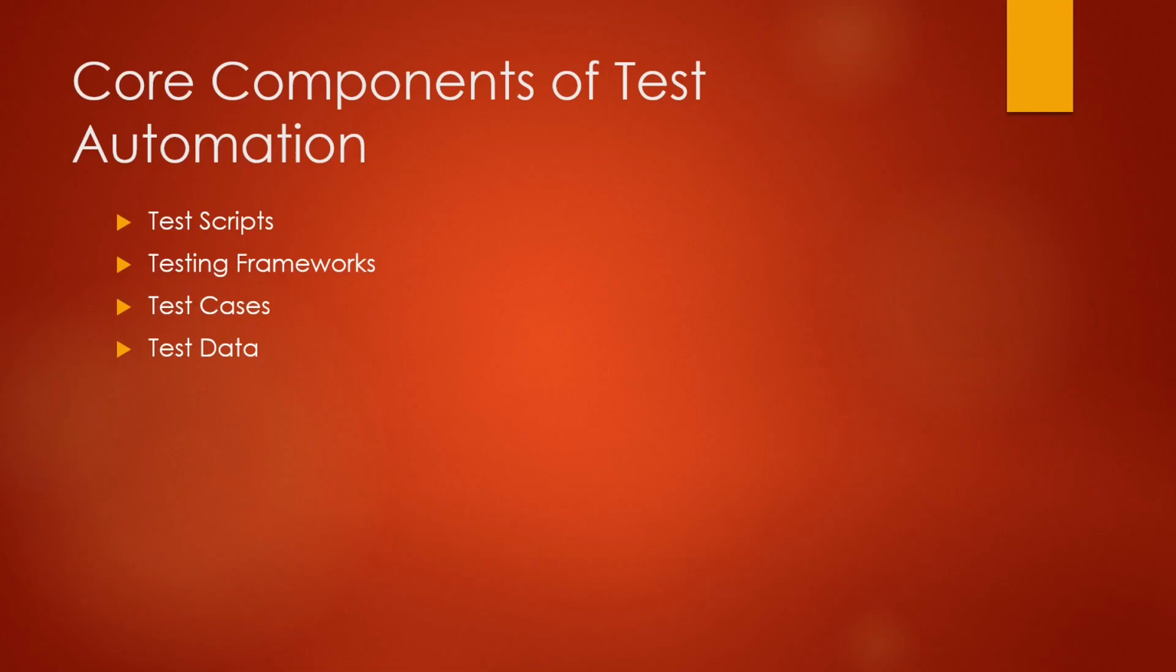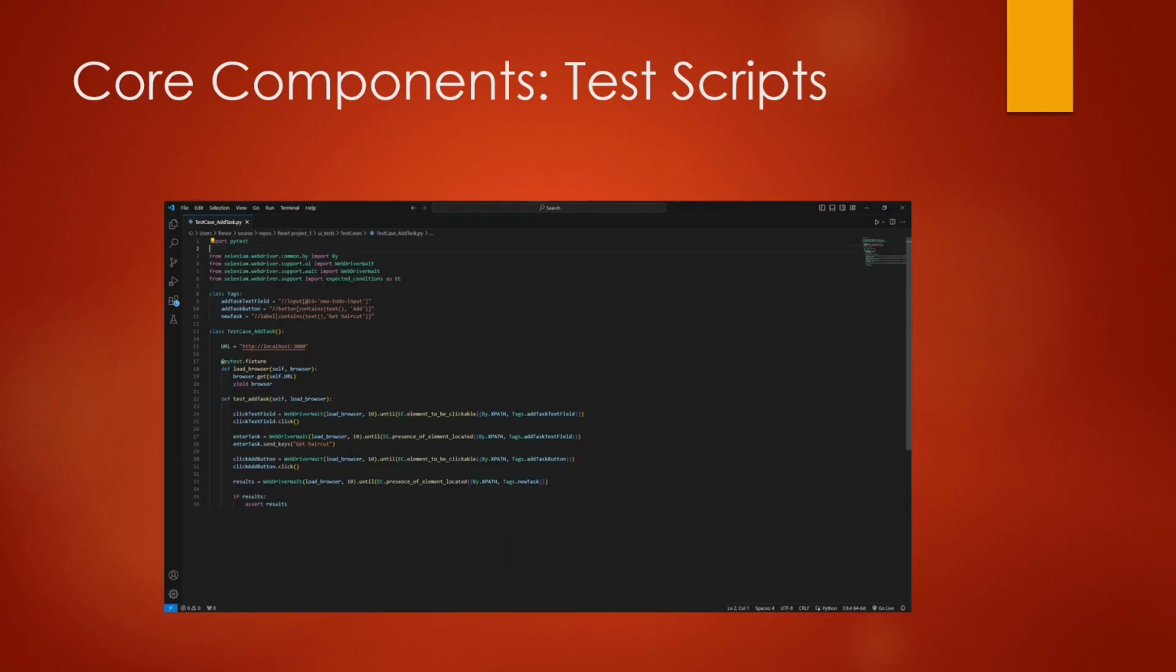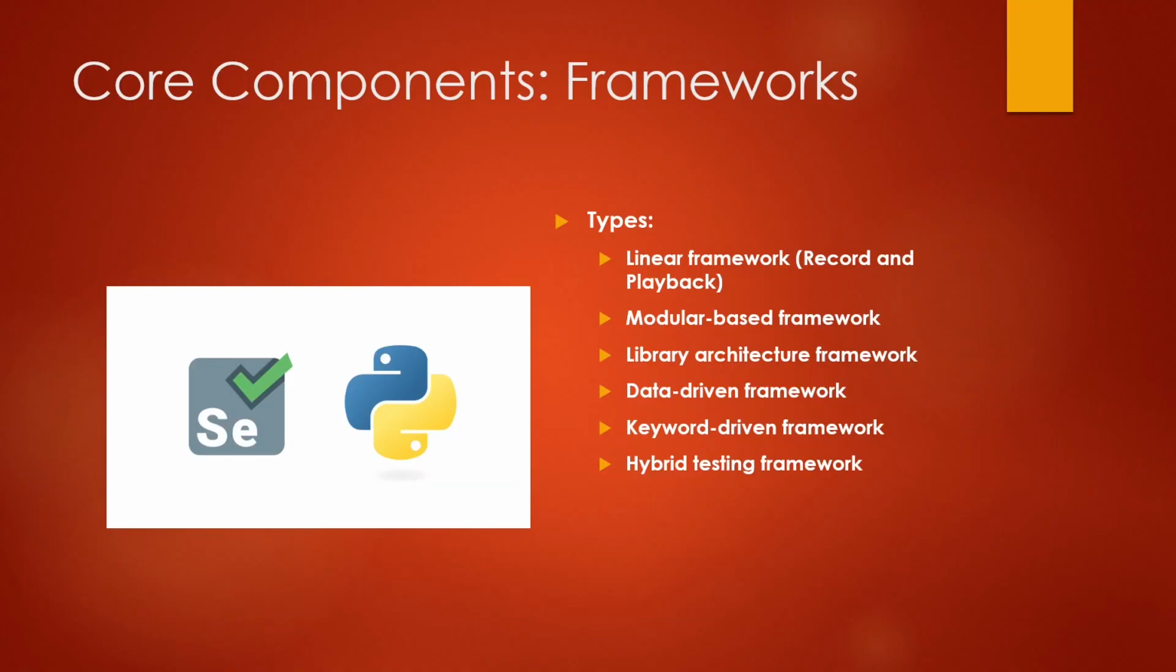For instance, test scripts are the actual codes that automate the testing actions. This course includes lessons in writing test scripts like the one displayed here. Frameworks like Selenium Python provide the backbone to write and run these scripts effectively. There are also different types of frameworks. The linear framework type is a basic framework where testers write and test scripts for individual cases by recording and playing back their actions on screen.